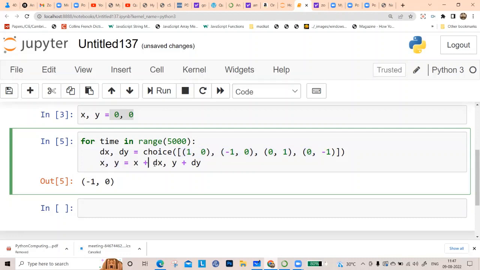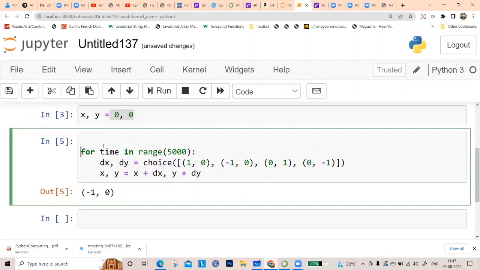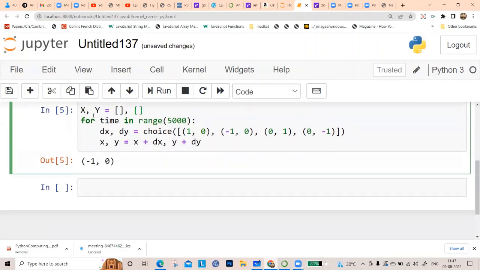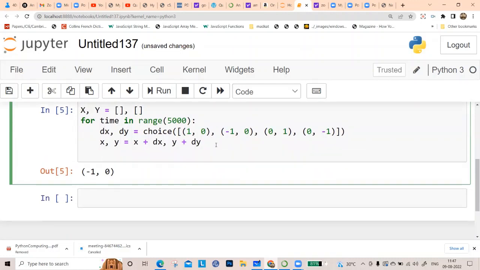Now I have to plot. And to plot in Matplotlib, we should create a list. So for that, let me create two empty lists first, capital X and capital Y, equal to this and this, two empty lists. Okay, and the task is simple. Let me append them.